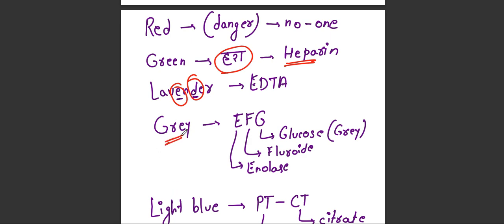Then gray. Gray color is for the E, F, G. These are the mnemonic for the gray color. E is for the enzyme, that is the enolase enzyme. F for the fluoride and G for the glucose and also for the gray color. It means that in case of the gray color vacutainer, we are collecting the samples to measure the glucose level, which contains fluoride as the substance and which inhibit the enolase enzyme. So you can remember it by the EFG.